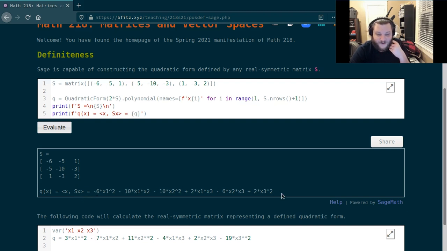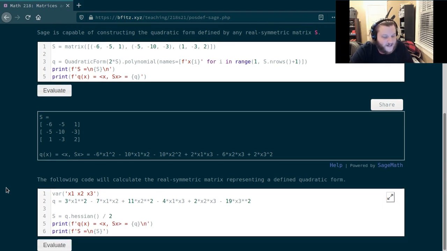We have all these terms. We can look at one of these terms, maybe 2 times x1 times x3. What that's telling me is that half of 2 is in the 1, 3 position, and the other half of 2 is in the 3, 1 position. So in the 1, 3 position, I should have a 1, and in the 3, 1 position, I should have another 1.